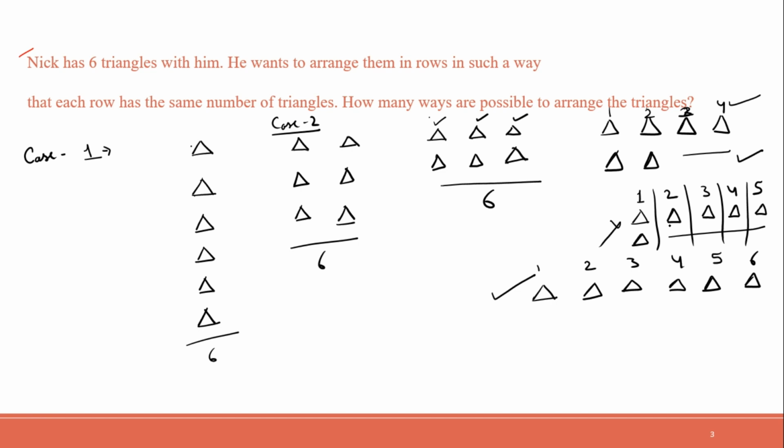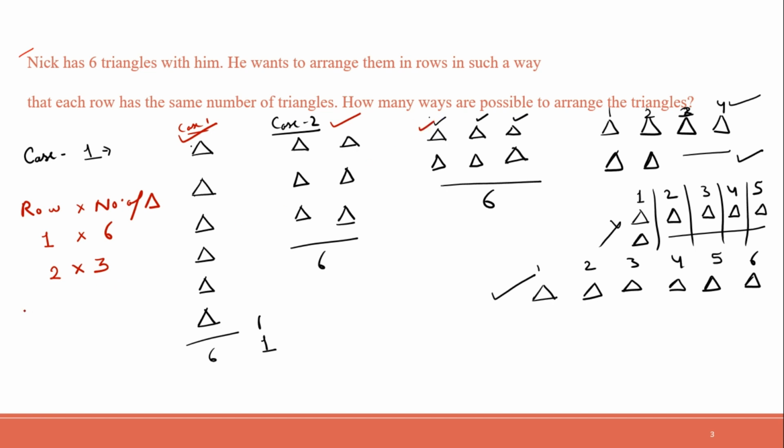Why? Because here I have one row. Let me write it here with a different pen so that it will be easy for you guys. So here I am writing rows, and here number of triangles. So in the first case, case 1, I took one row and six triangles, right? In the second case, I took two rows and three triangles each, right?